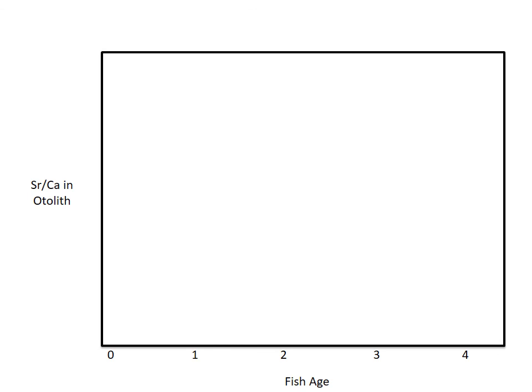So this is a problem that I will pose for you here. So let's say you look at the fish at different ages, and you can see that it had a low strontium to calcium ratio, and then had a higher strontium to calcium ratio, then it had a high strontium to calcium ratio, then a low strontium to calcium ratio again.